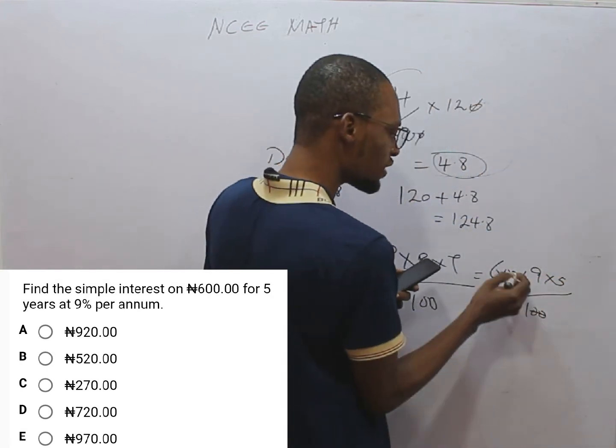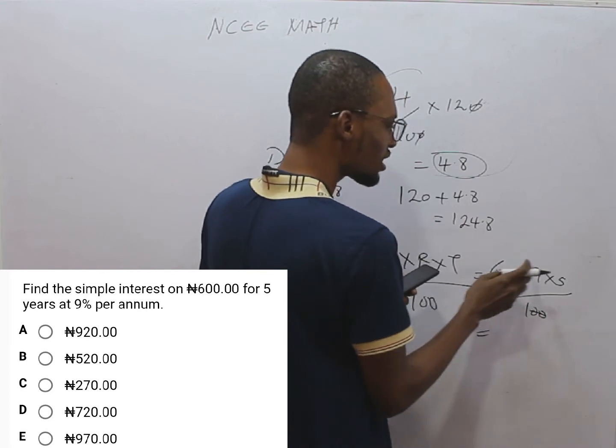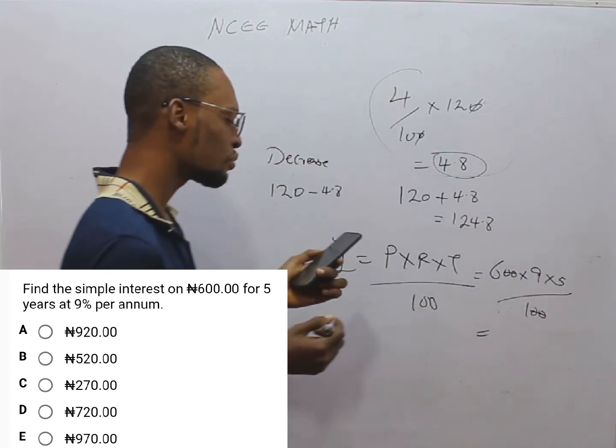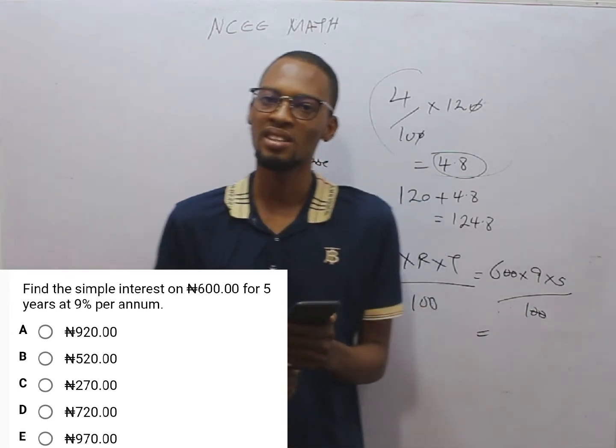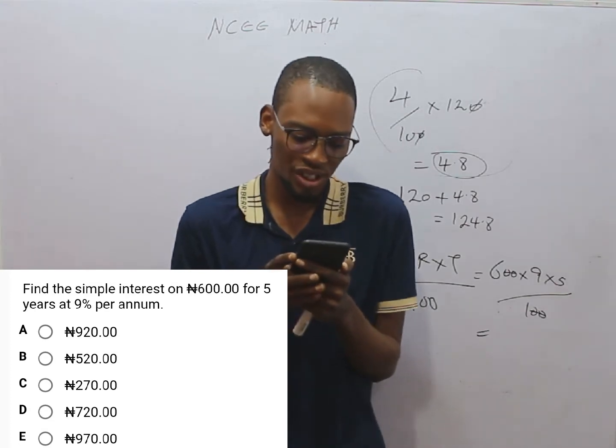If these two zeros cancel those two zeros, you are simply left with 6 times 9 times 5. That is the simple interest, and that should give you 270 naira. So you solved that question.